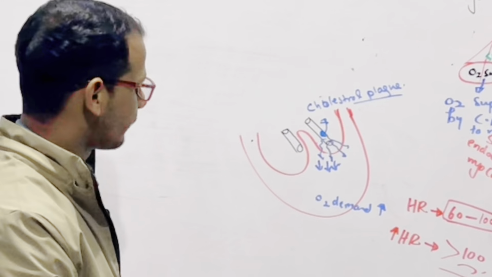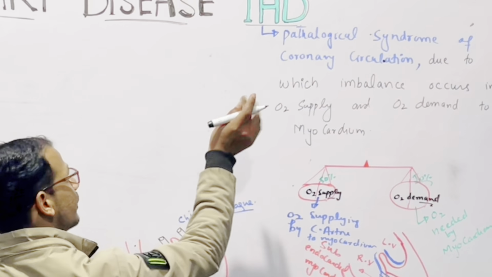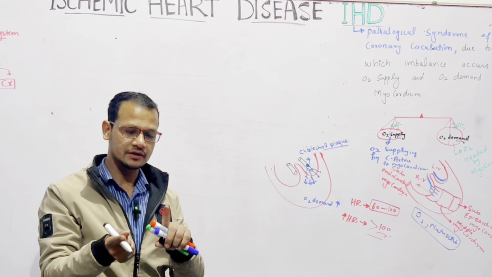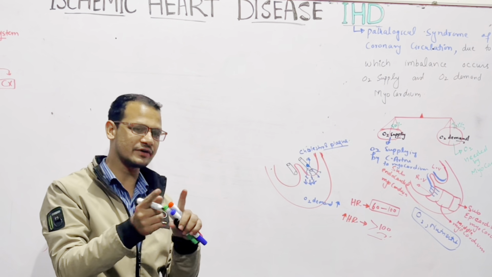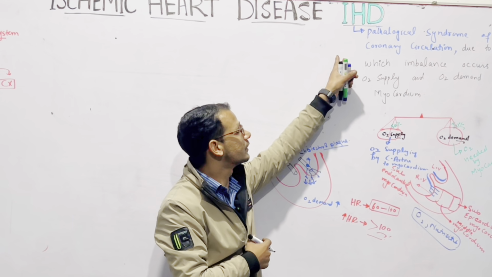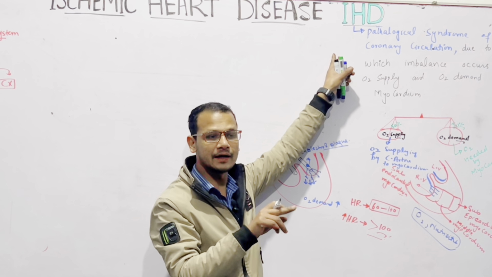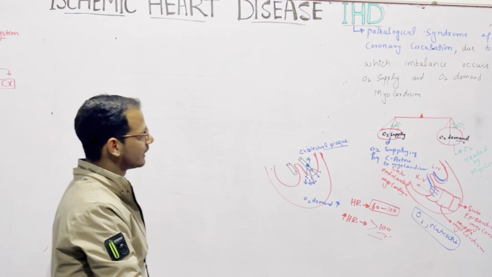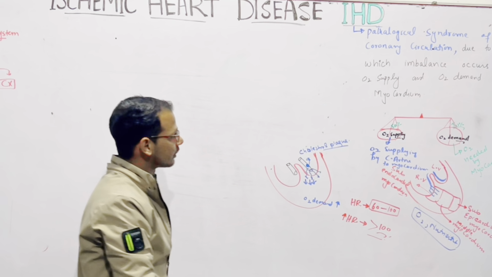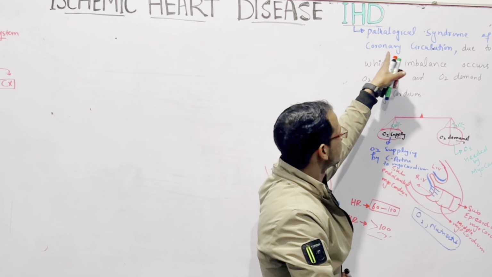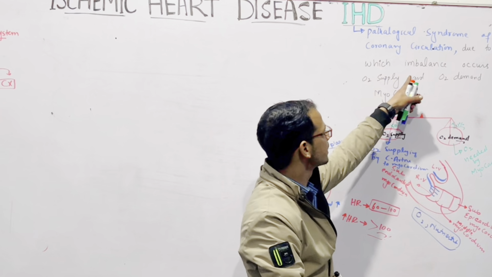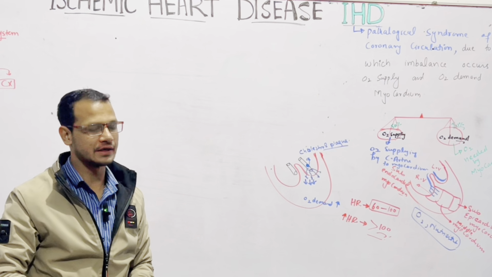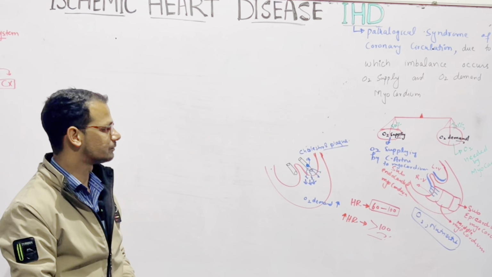Now, if there is oxygen, we will discuss the causes of ischemic heart disease. There are two factors: those factors which decrease the oxygen supply, and those factors which increase the oxygen demand. Both are causes of ischemic heart disease. So this is generally the introduction of IHD: a pathological syndrome of coronary circulation due to which an imbalance occurs between the oxygen supply and oxygen demand of the myocardium, and this condition is called ischemic heart disease.